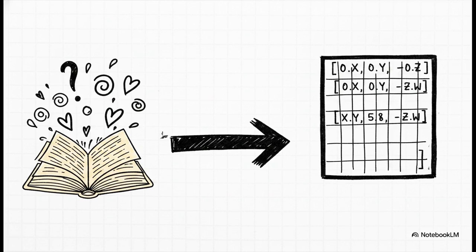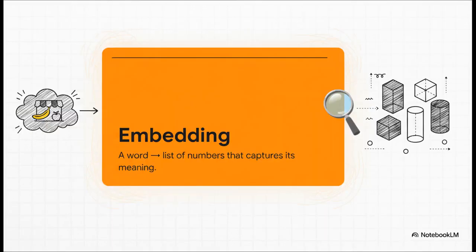Well, the answer is surprisingly elegant. It's a technique that lets us convert all the richness of our language into the cold, hard logic of mathematics, and it's called an embedding. So, an embedding, in simple terms, takes a word, let's say market or banana, and it transforms it into a specific list of numbers. You can think of it as a vector. And this isn't just some random code. This list of numbers is very carefully designed to capture the meaning and the whole vibe of that word.